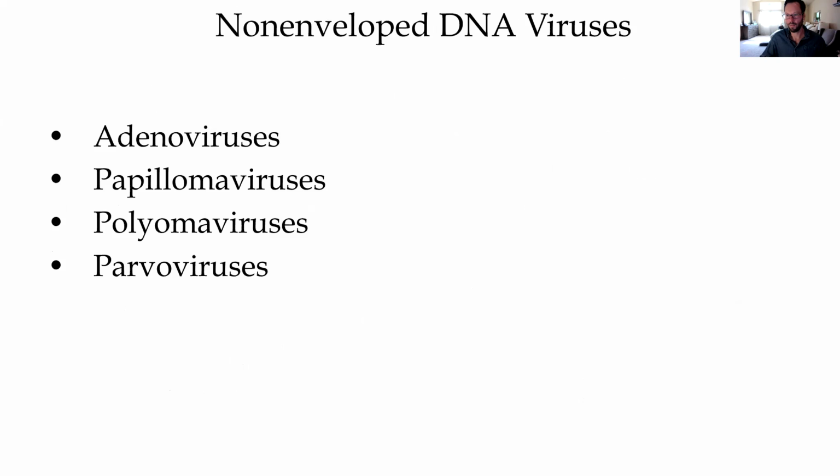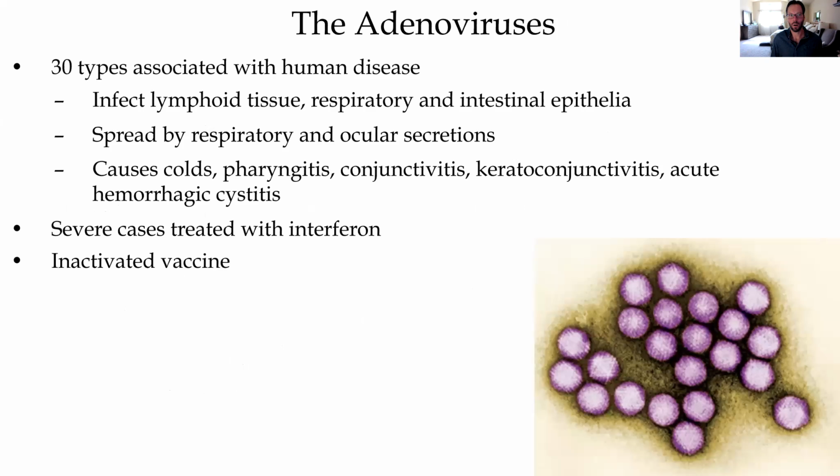Now let's talk about non-enveloped DNA viruses. These are going to be adenoviruses, papilloma, polyoma, and parvo, okay? So they have DNA genomes, but they do not have envelopes. Adenoviruses have about 30 different types that are associated with pathology in humans. And remember, the adenoviruses infect the adenoids, or the lymphoid tissue, and they have satellite viruses that come along with them, the adeno-associated viruses that we talked about on Monday, briefly.